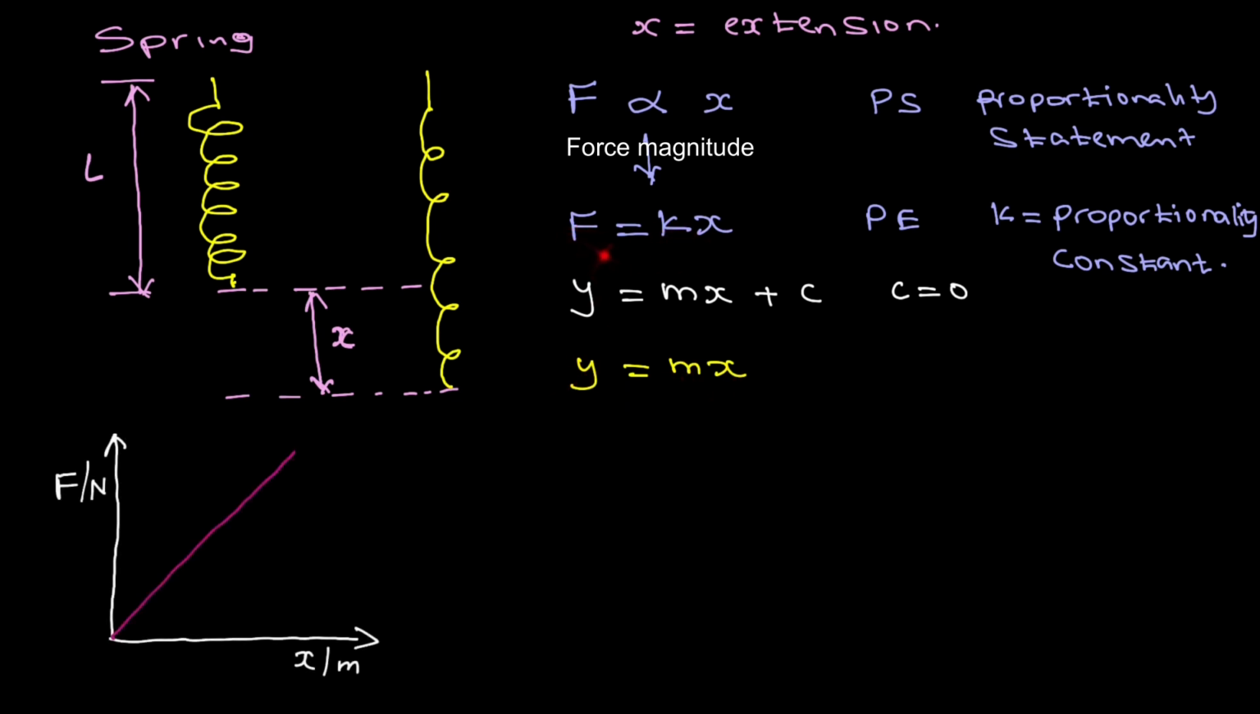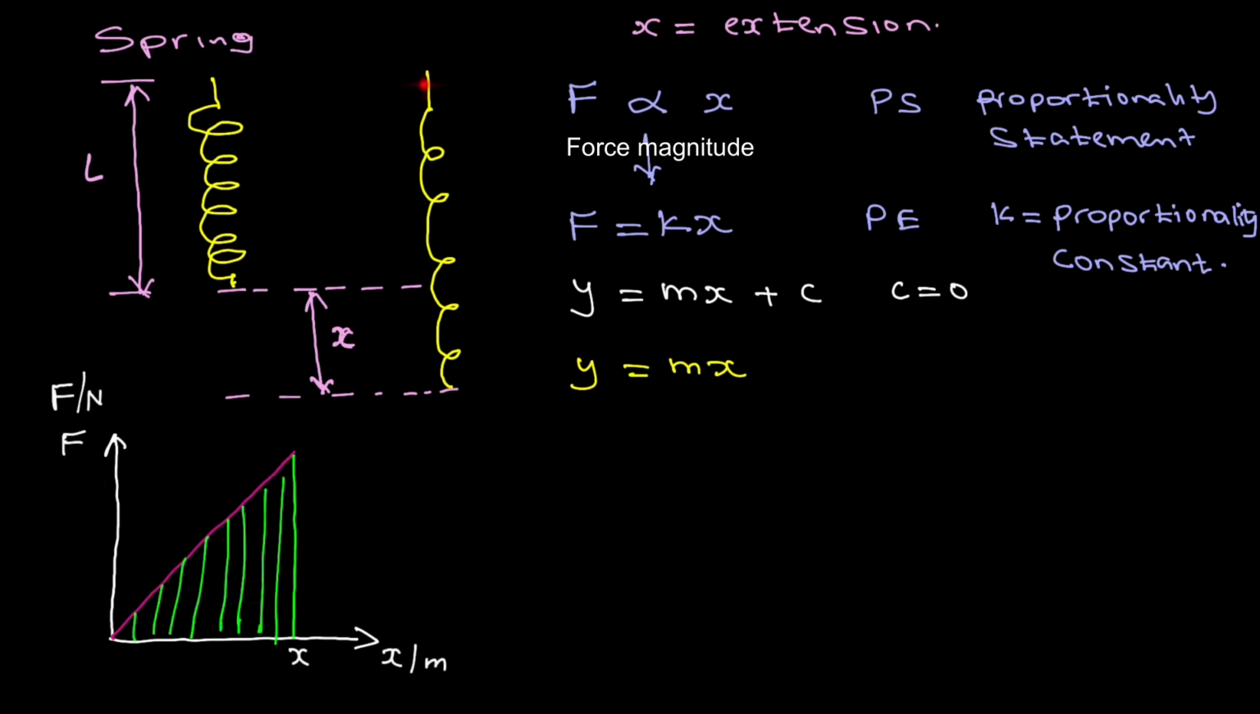And because this is Y equals mx, if we plot F against the extension in meters, and F is in newtons, we get a straight line through the origin. When we pick 2 points on the line, we can find the gradient of that straight line, and that gradient is equal to K.